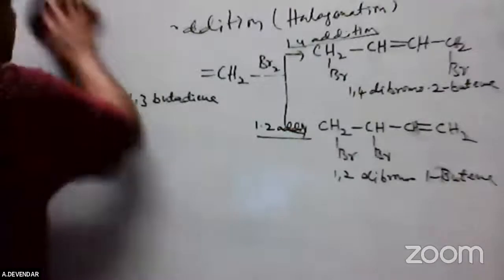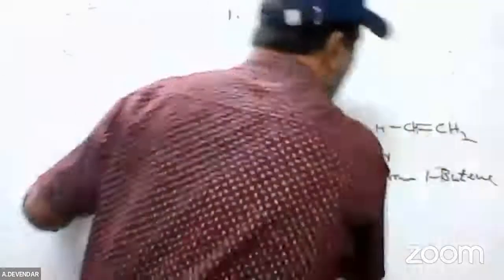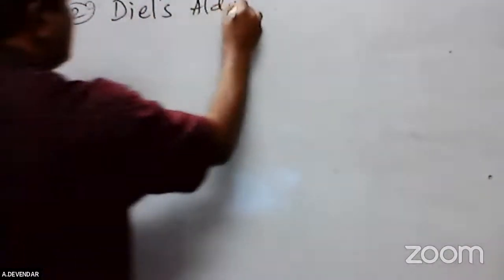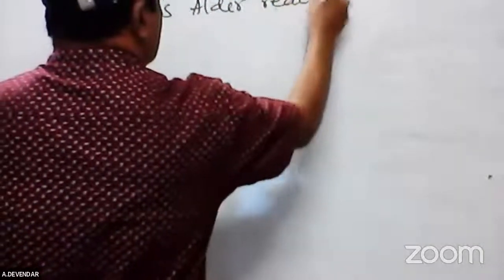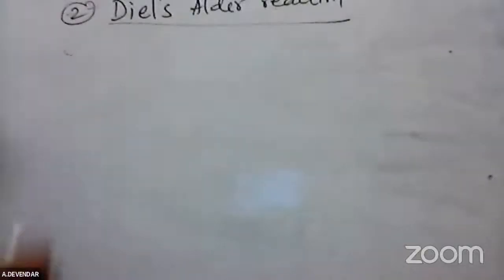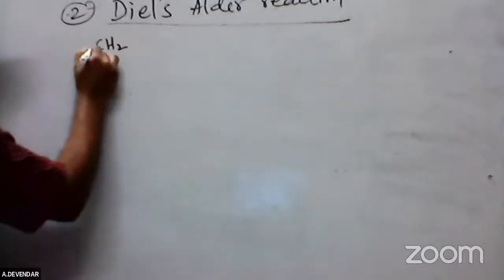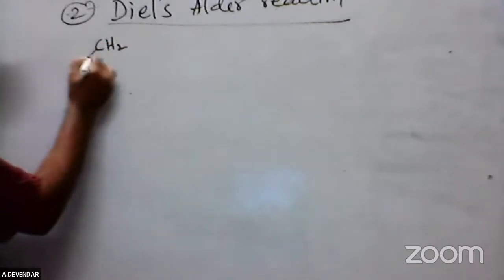The next chemical property that they always ask in your examination is: what is the Diels-Alder reaction? Friends, it is also very important, because it's a name reaction. What is the product you are taking? Suppose I am taking this one, CH2.